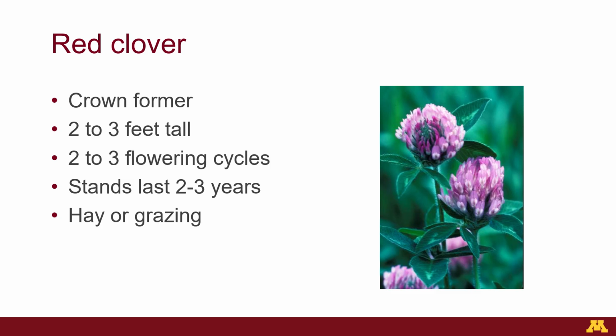Red clover is a crown-forming legume that has been traditionally used as a hay crop when harvested 2 or 3 times per growing season. It can also be used for grazing. Red clover grows from 2 to 3 feet tall. Its advantage relative to alfalfa is its tolerance to soils of low soil pH or high acidity and its high seedling vigor. However, it is subject to diseases and winter injury, and stands typically last only 2 to 3 years.